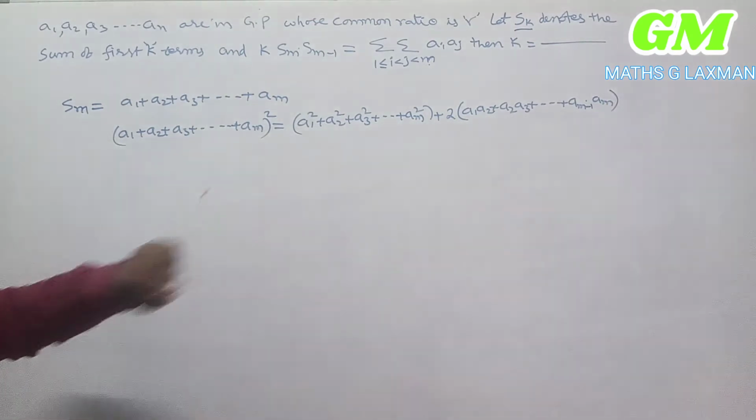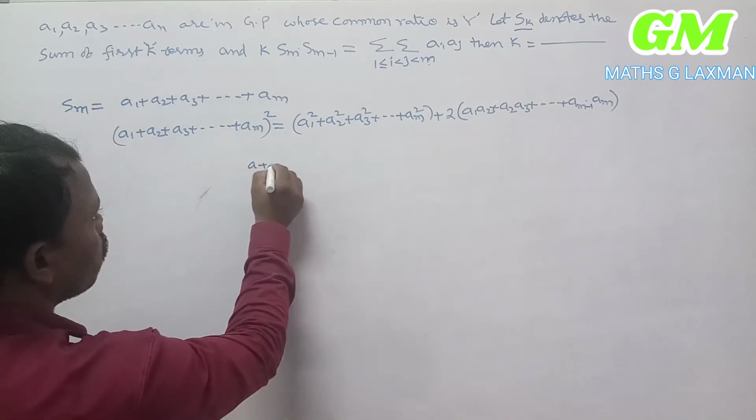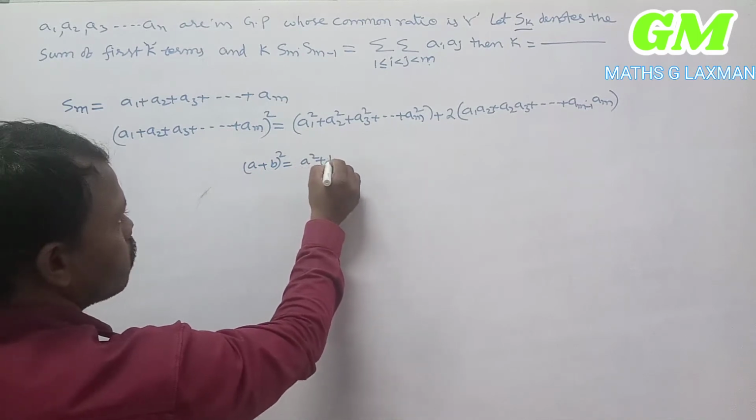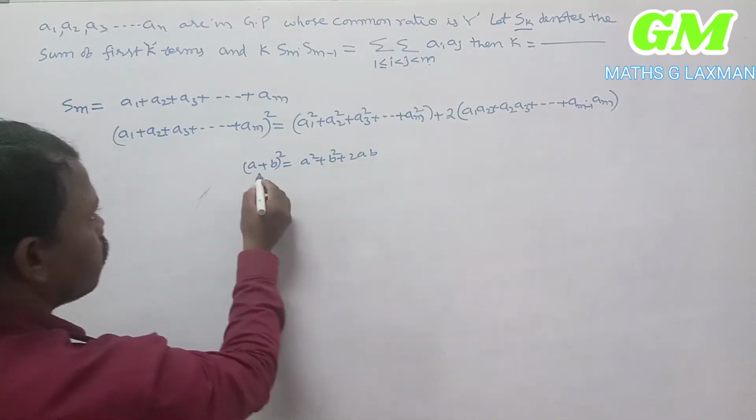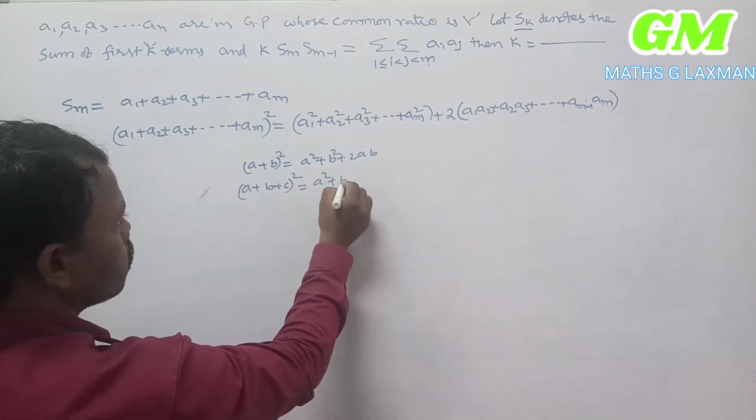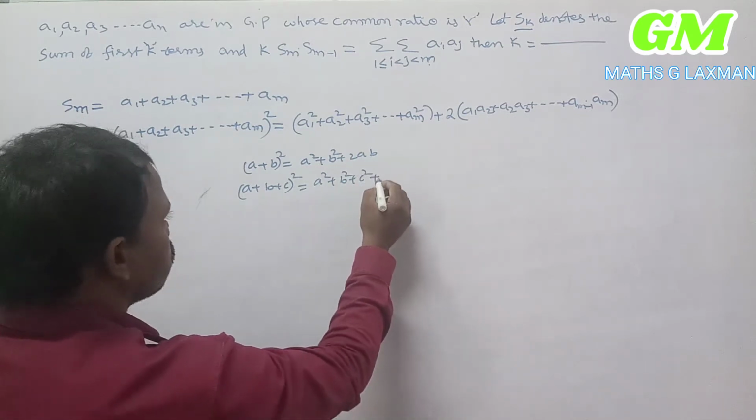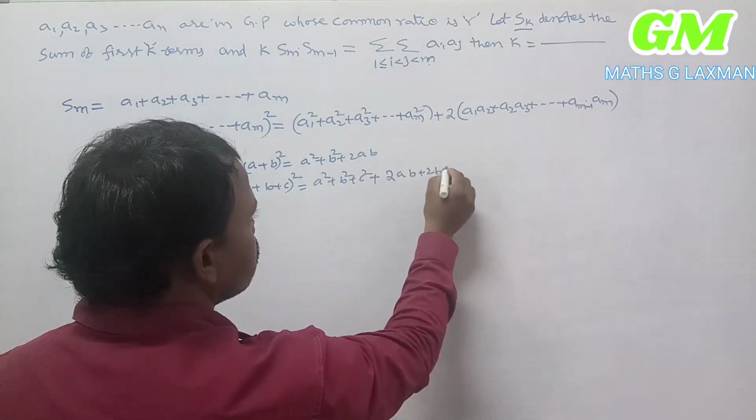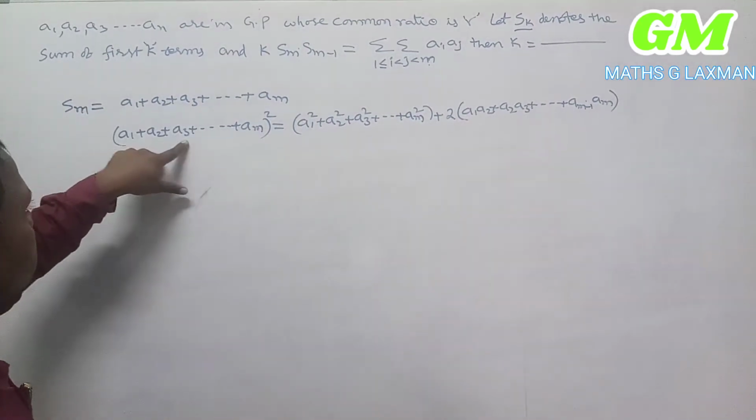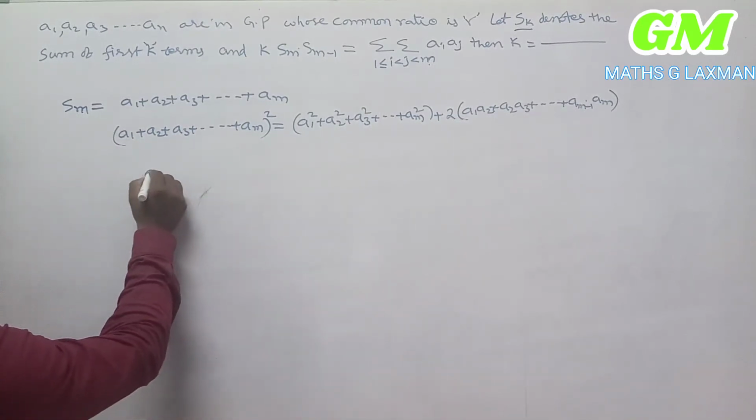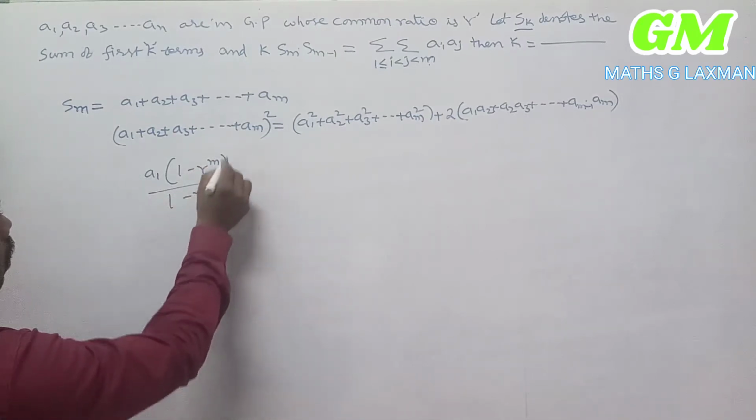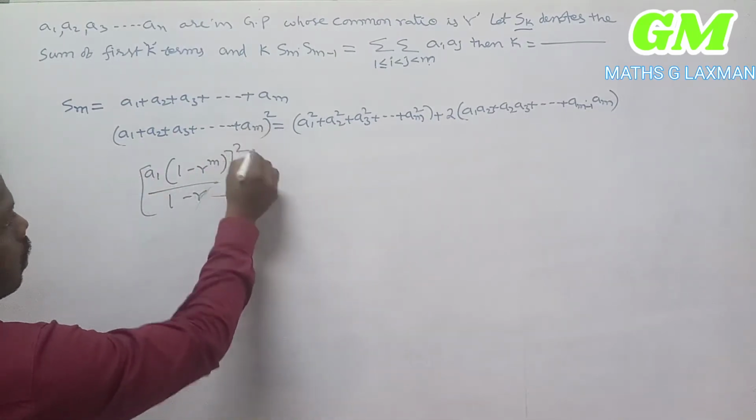So it is just like a plus b whole square. What will we get? A plus b whole square is a square plus b square plus 2ab. So a plus b plus c whole square, what will we get? a square plus b square plus c square plus 2ab plus 2bc plus 2ca. So here the sum of m terms, A1 plus A2 plus A3, is A1 times 1 minus r to the power of m divided by 1 minus r. So here the square is there, whole square.